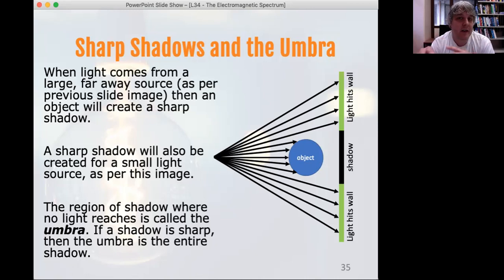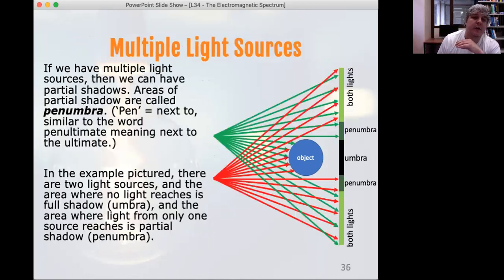But we know that shadows aren't always sharp. Sometimes we get blurry shadows. What's going on with those? If we have two light sources, then what we get is these regions on the wall or surface where both the lights are hitting the wall, or where just one of them is hitting the wall, or where neither of them are hitting the wall.